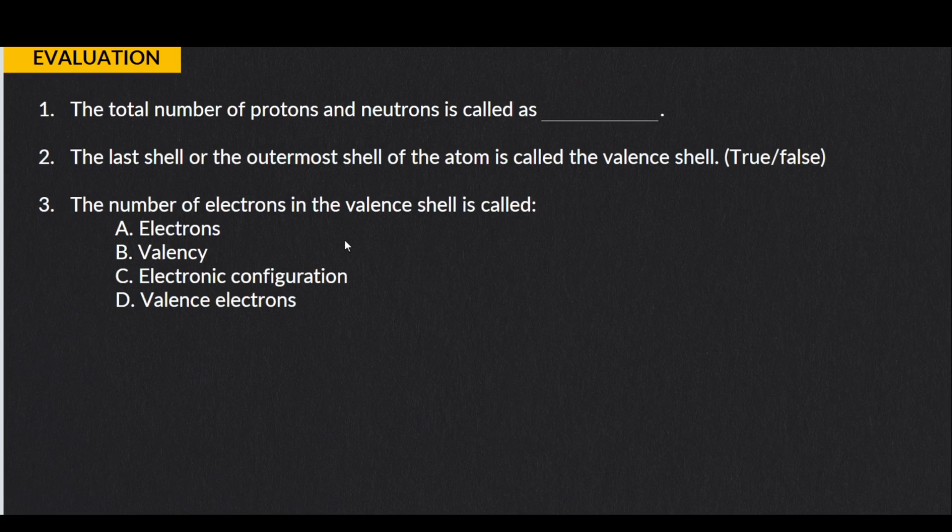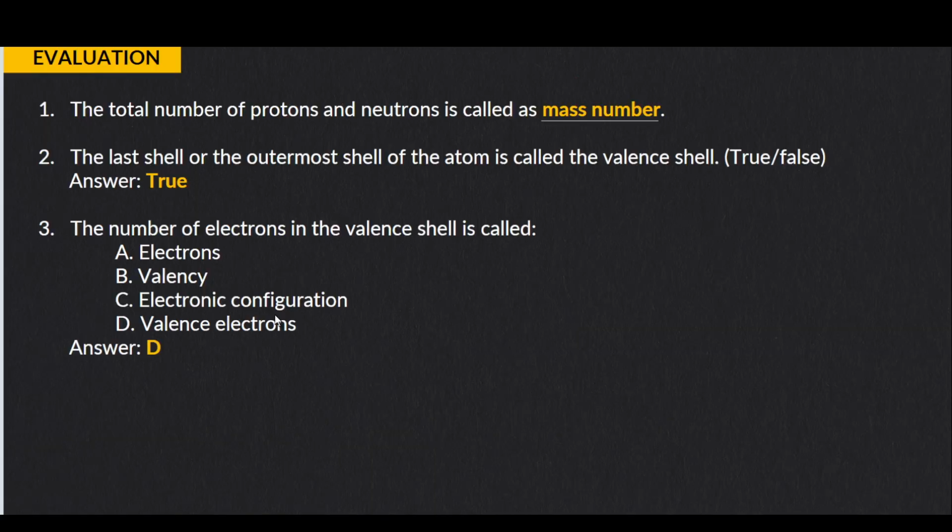Okay. So the total number of protons and neutrons is called mass number. The last shell or outermost shell of an atom is called valence shell. So which is true, right? The number of electrons in the valence shell is called valence electrons, which is D.